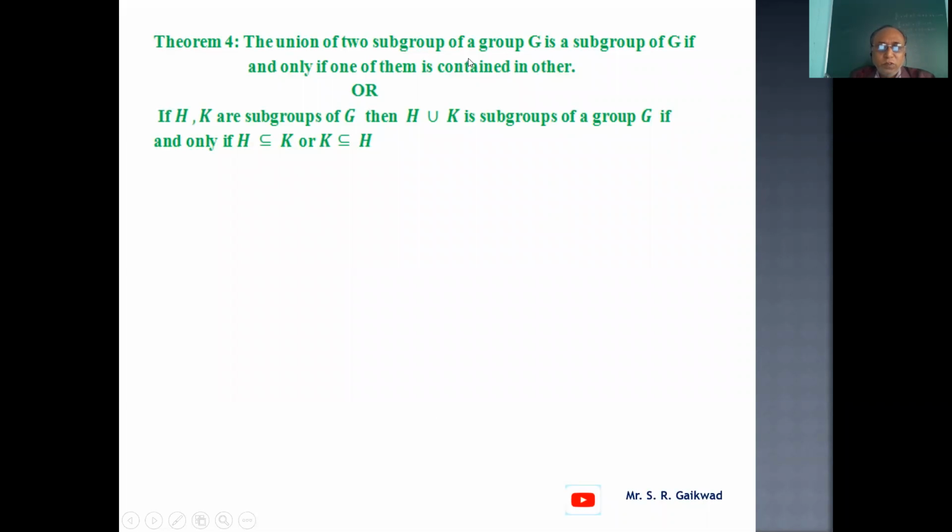The union of two subgroups of a group G is a subgroup of G if and only if one of them is contained in the other. That is, if H, K are subgroups of G, then H union K is a subgroup of G if and only if H is a subset of K or K is a subset of H. Proof: let H, K be subgroups of G.